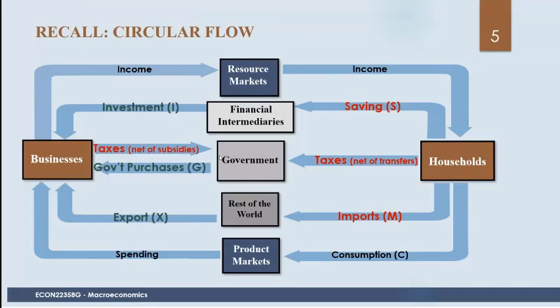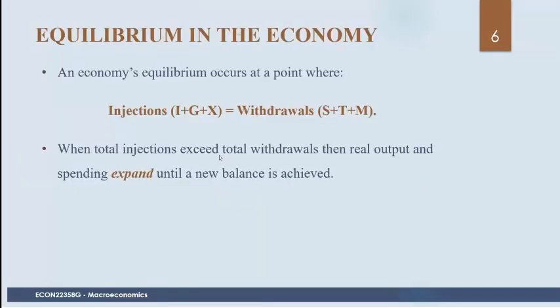Whether or not that level is at full employment or potential output is another story. But you could think of it as a short-run equilibrium if the leakages equal the injections. Okay, so again, when these two things are equal, it's not that savings has to be equal to investment and taxes equal to government purchases; it's just that the sum of injections has to equal the sum of the withdrawals.